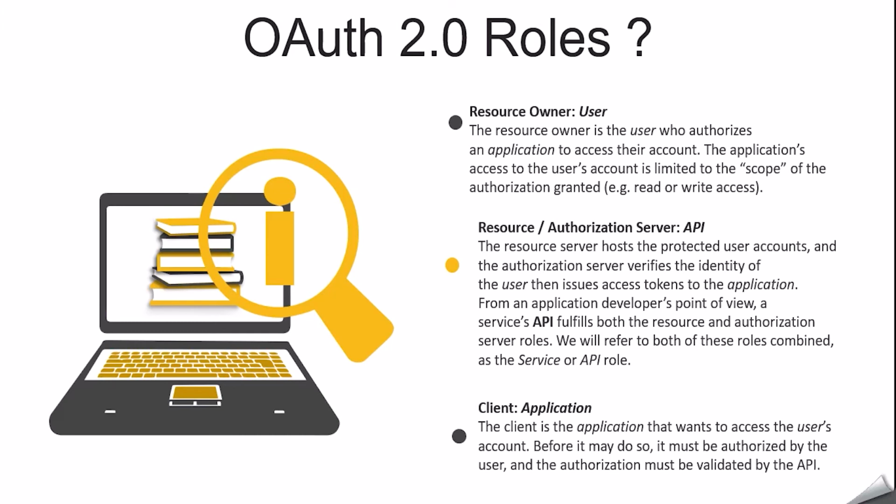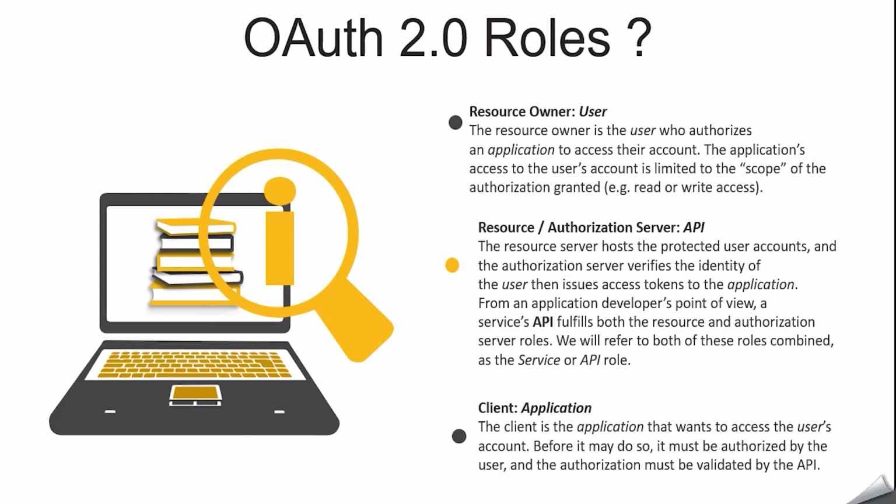Now we'll see what the OAuth 2.0 roles are, the different roles that are available in OAuth. So first is the resource owner, who is the user. The resource owner is the user who authorizes the application to access their account. The application's access to the user's account is limited to the scope of the authorization grant, that is read or write access.